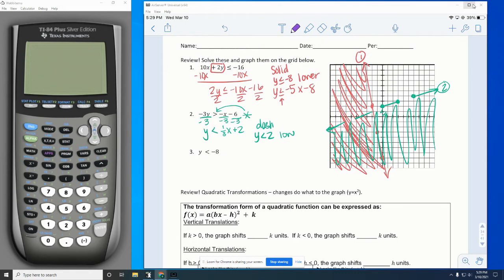And then our third line is a special case. I know it's special because I only see one letter. So I go to y equals -8. This one will be dashed. So here's -8, and this will be a dashed line. And then y is less will go lower, so we'll go underneath that line. And that's our third line.